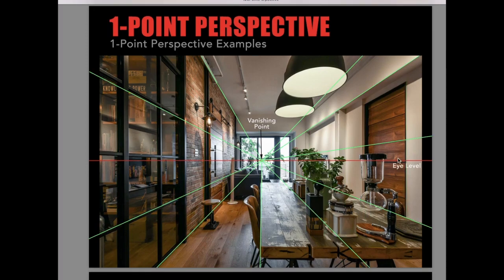And the converging lines, we can follow that here along this door, the wood on the table, the framework on this window, floorboards, corner of the room. All of these converge at the single vanishing point.